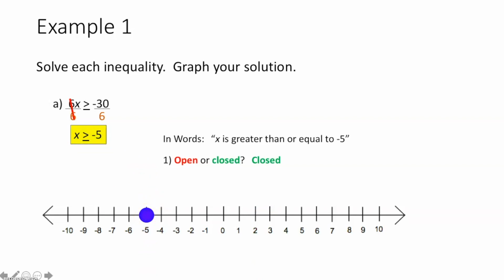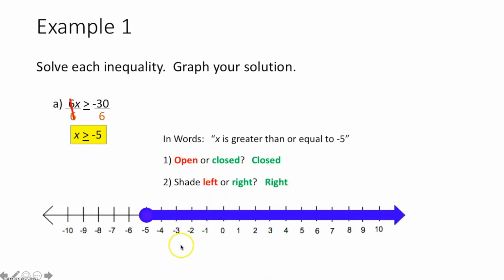Next, I have to decide, am I going to shade to the left or the right? Well, I want all x's greater than or equal to negative 5. So what numbers would be greater than or equal to negative 5? Remember, you always think, oh, well, negative 6, negative 7, those seem greater. No, you want greater numbers, meaning more positive, which means negative 4, negative 3, negative 2, negative 1, 0, 1, 2, 3. So we're going to shade to the right. And when we do that, it looks something like this. Again, since we solved our inequality and we look at our variable that's on the left, we can just look at the inequality sign. It's always going to point in the direction that we should shade.